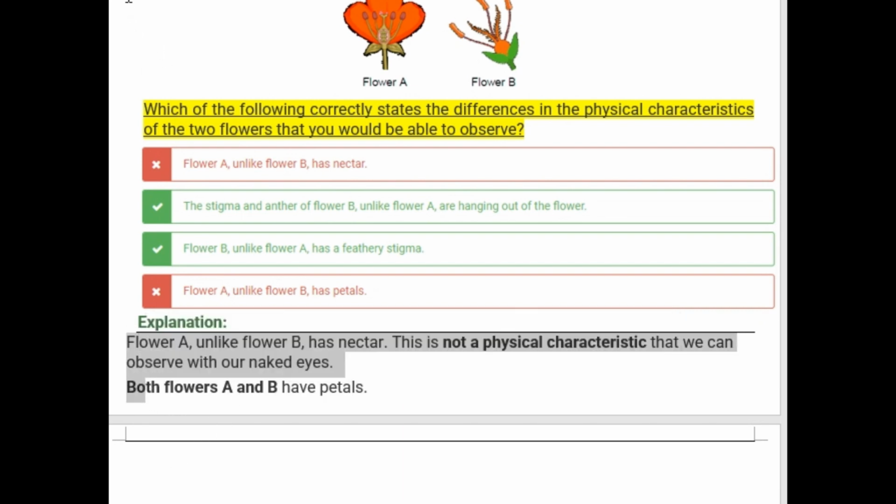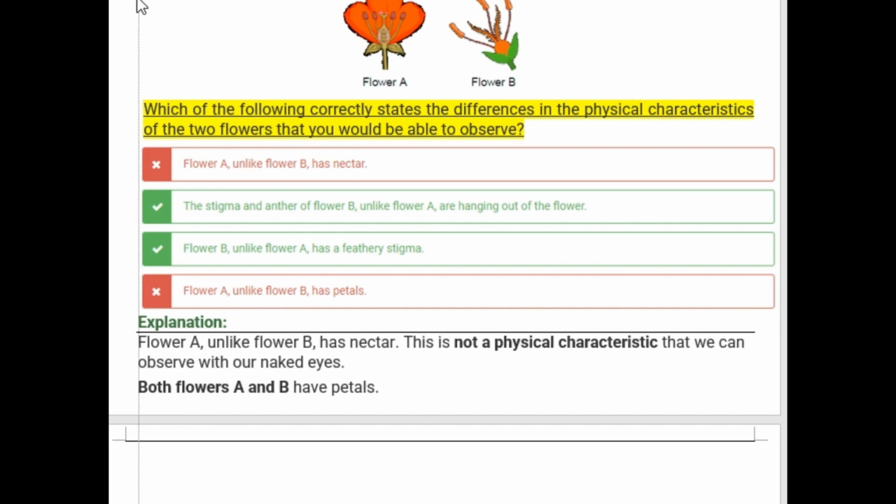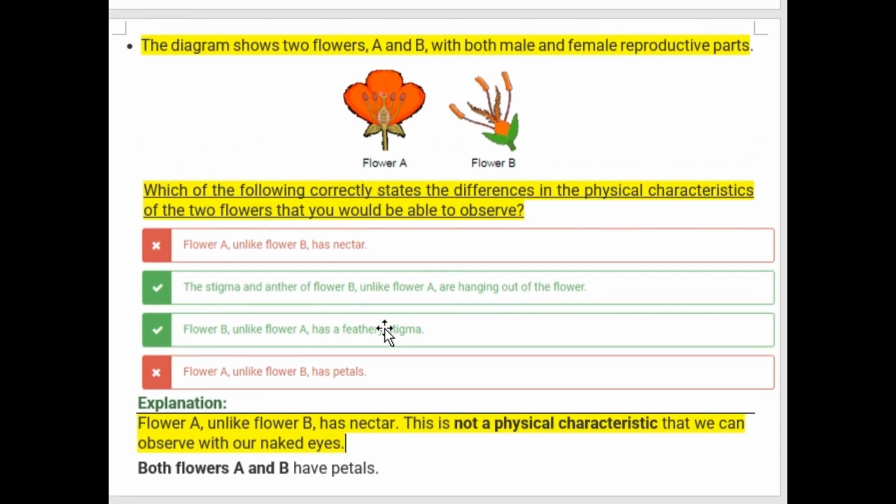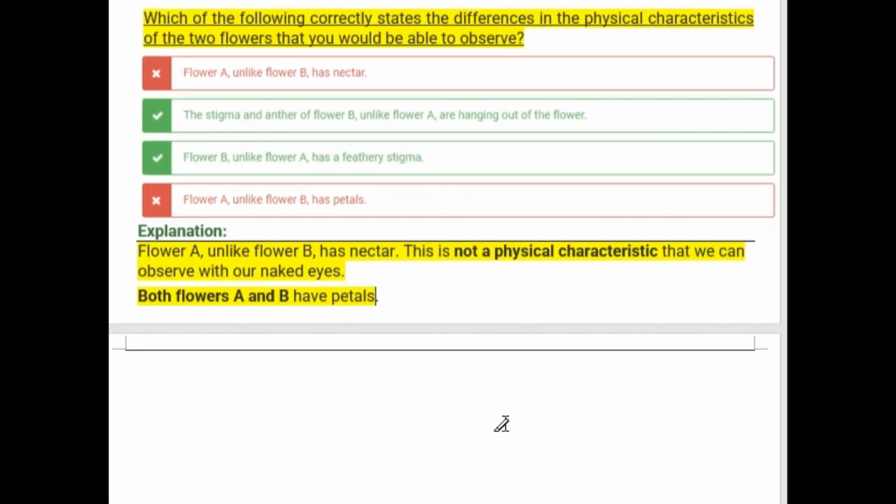Flower B, unlike flower A, has a feathery stigma. Explanation. Flower A, unlike flower B, has nectar. This is not a physical characteristic that we can observe with our naked eyes. Both flowers A and B have petals.